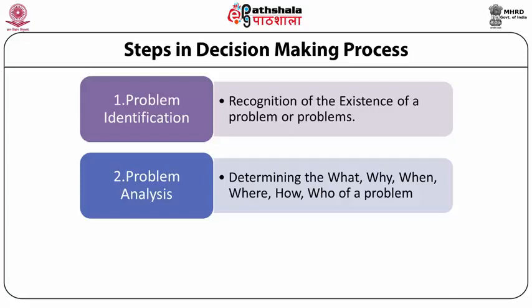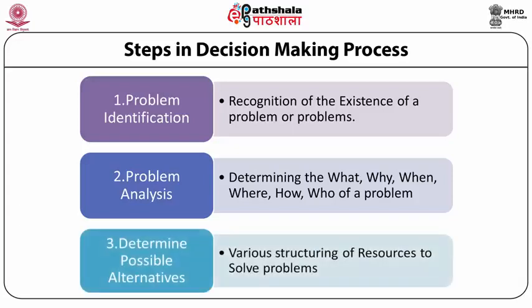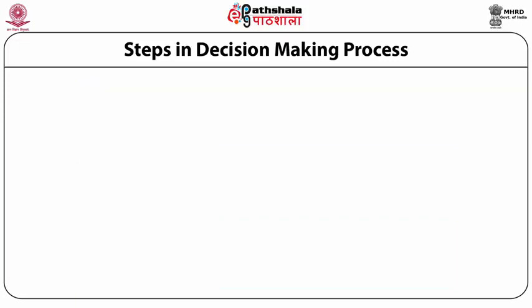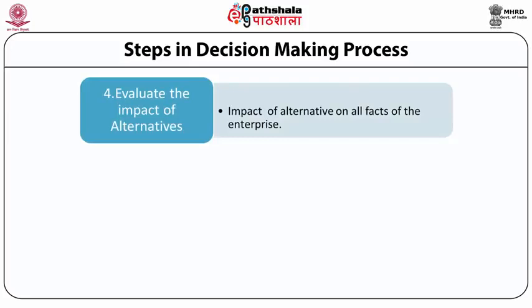Now, after the problem has been analyzed, it is important to determine the various possible alternatives that can be explored. This is the third step. Here, the structuring of resources to solve the problem is involved. The fourth step would be evaluating the impact of alternatives. Here, the impact of alternatives on all the facets of the enterprise should be taken care of well in advance to make an effective decision.